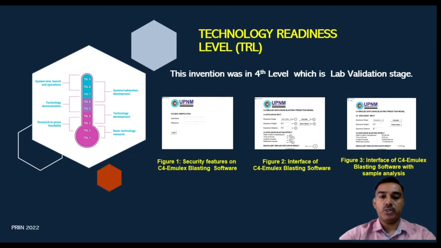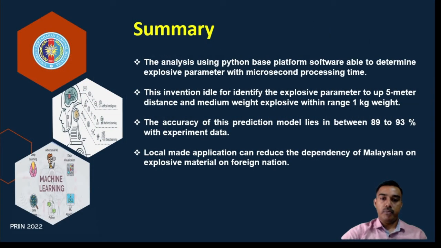This invention is at technology readiness level four, which is the lab validation stage, and the intellectual property was applied for in August 2022. Figure 1 shows the security features on the C4 and Emulex blasting software, where a username and password are needed to access the software. Figure 2 shows the interface of the application, while Figure 3 shows a sample of analysis conducted by the application. This brings me to the end of my presentation.